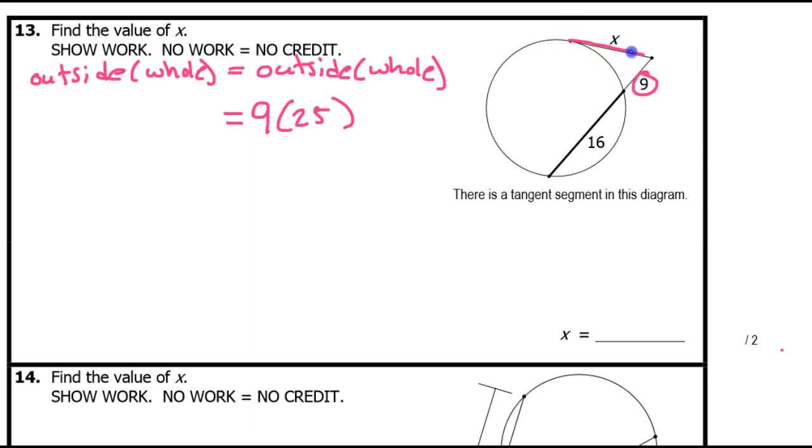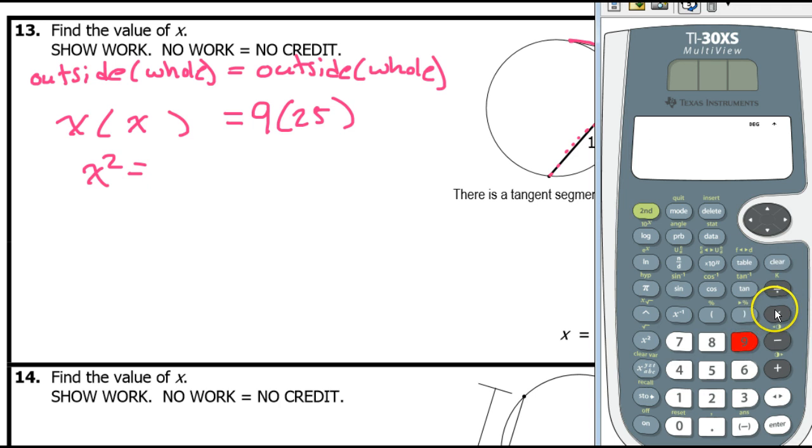Now, what about this upper part right here? The outer part is X, but guess what? For the whole thing, there's no other part. When we were dealing with the 9, we had the outer part, and then there was some more that went inside the circle. But in this case, this is a tangent, so that's it. The outer part is also the whole thing. So I'm going to put X for the outside, and X again for the whole thing. That gives us X squared is equal to whatever 9 times 25 is.